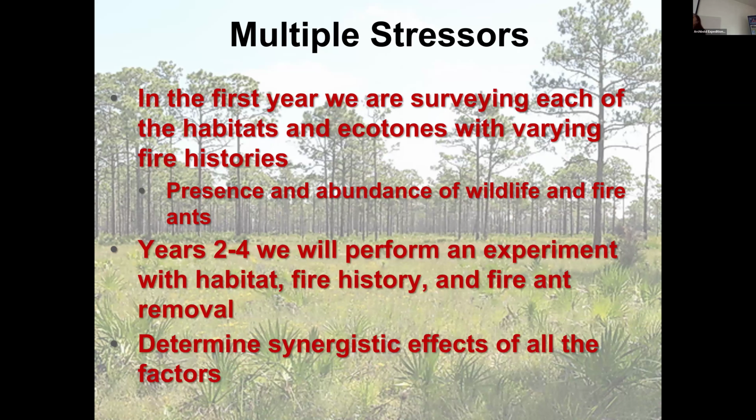It is a 4-year project. In the first year, it's really just a survey. We're seeing what's there, what's where, as far as threatened and endangered wildlife and also fire ants. And starting next year, which is this fall, we'll start our 2nd year, and we'll be doing the experiment where we're trying to look at all these factors, so habitat, fire ants, and fire history. And we're trying, as I said, to look at the synergistic effects. So how do those all combine to affect the wildlife?